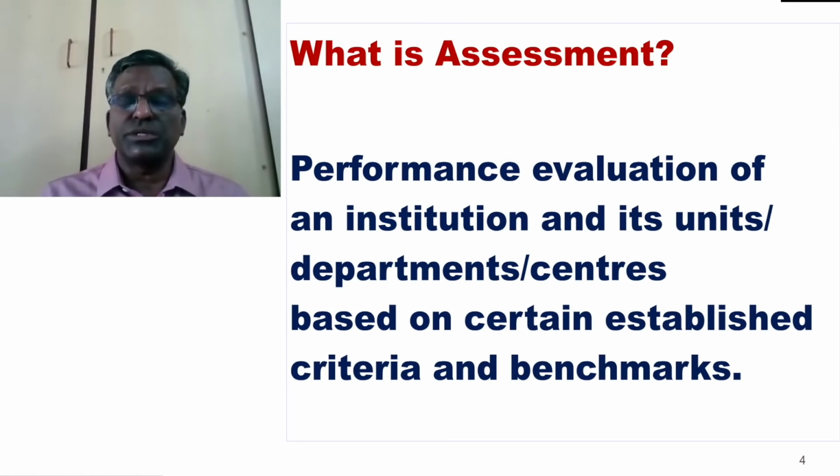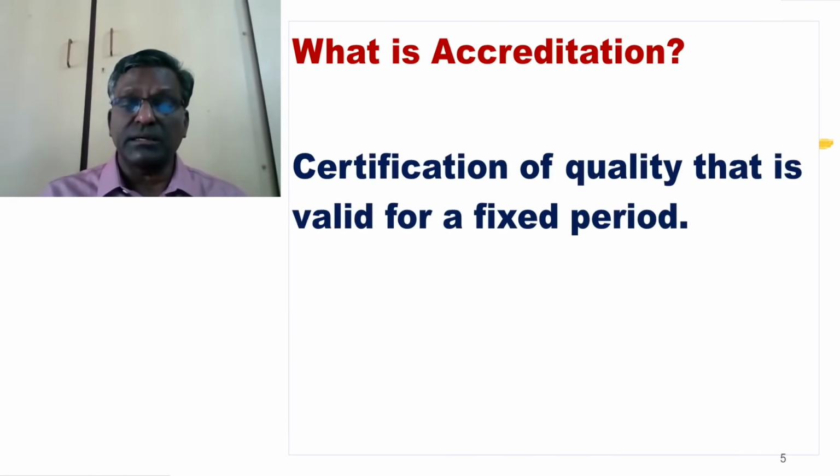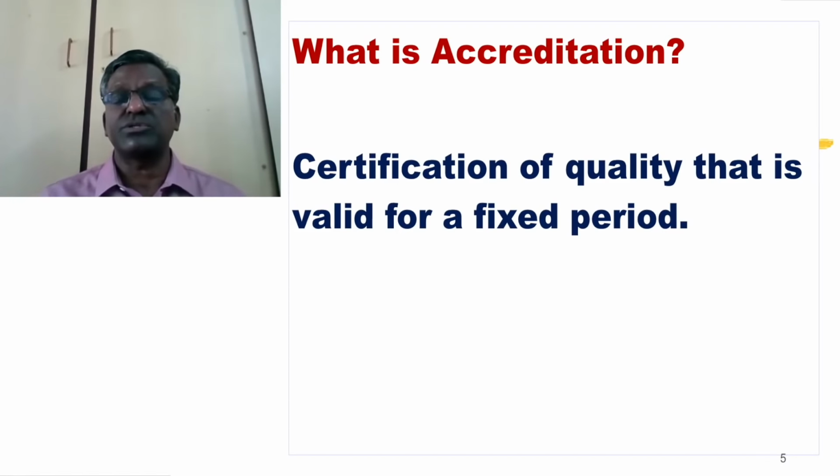Now, normally students, when they write examination, they wait for results. So similarly, accreditation is the result or the outcome of assessment. So once a college or a university submits itself for NAAC assessment, so what is the outcome? What is the result? So NAAC talks about accreditation. So either you pass or you fail, either you get a very good grade or an average grade or a poor grade or a very poor grade. So certification of quality that is valid for a fixed period.